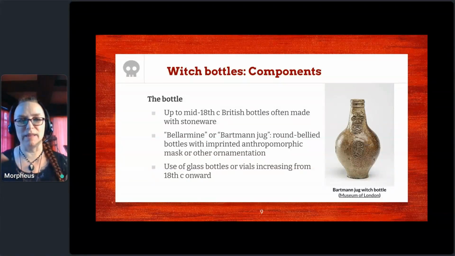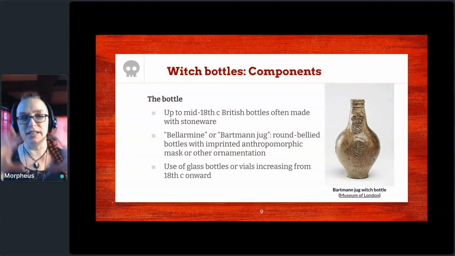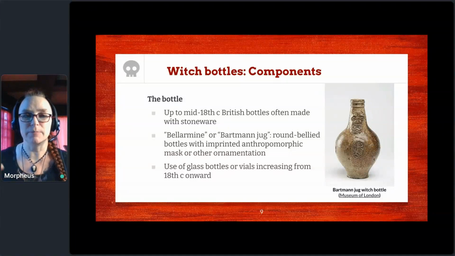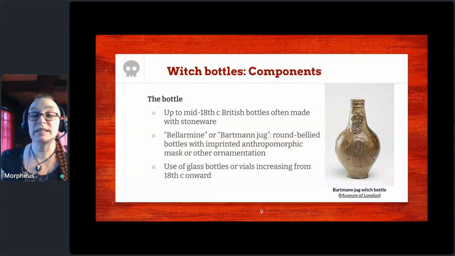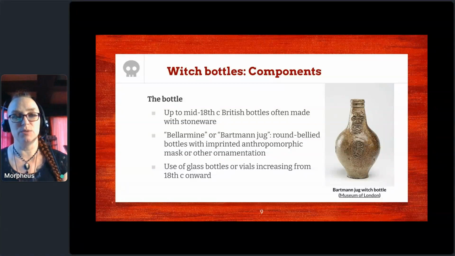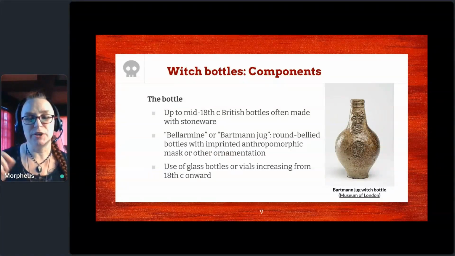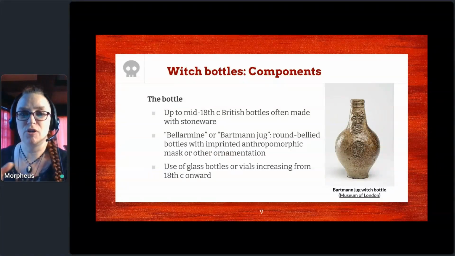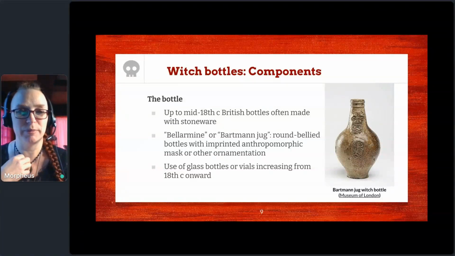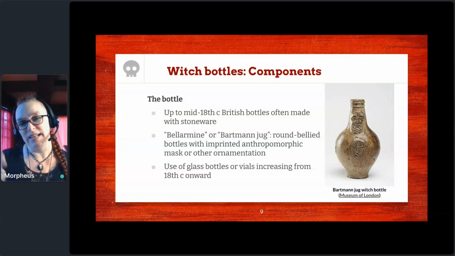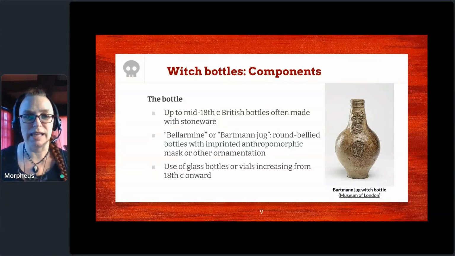This sort of round-bellied bottle often has an anthropomorphic mask imprinted on it, and sometimes other kinds of ornamentation. We still do see glass bottles and vials as well in this period, but these stoneware, anthropomorphic bottles were a lot more popular. And then as time goes onward, you see more and more glass.